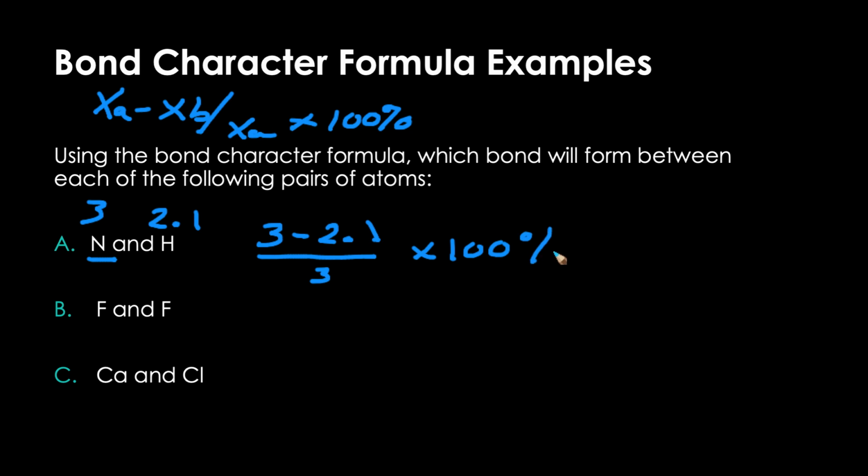Now, don't go ahead and plug all this in your calculator at once. Go step by step. So we have 3 minus 2.1, hit equals, divided by 3, hit equals, and then times 100%. And you should get 30%. So if we get 30%, we should have a polar covalent bond.